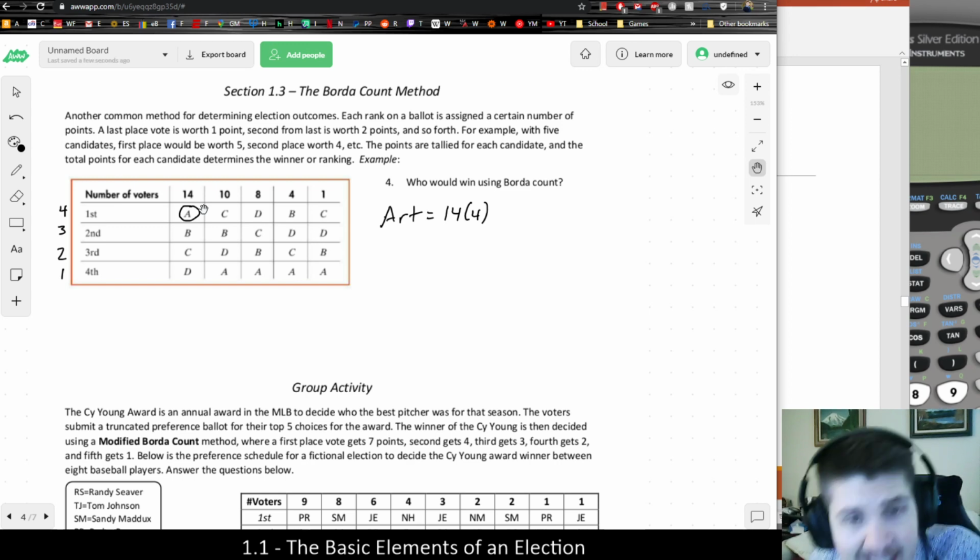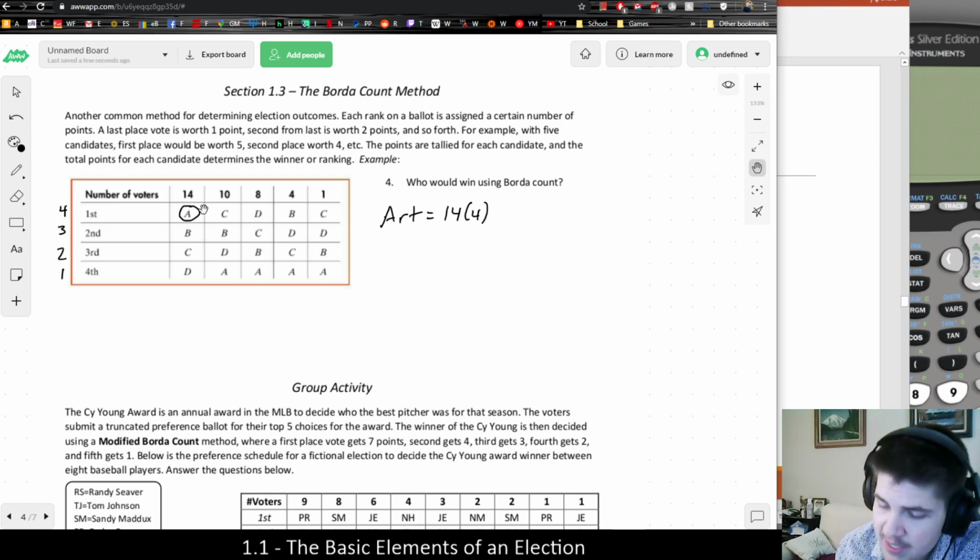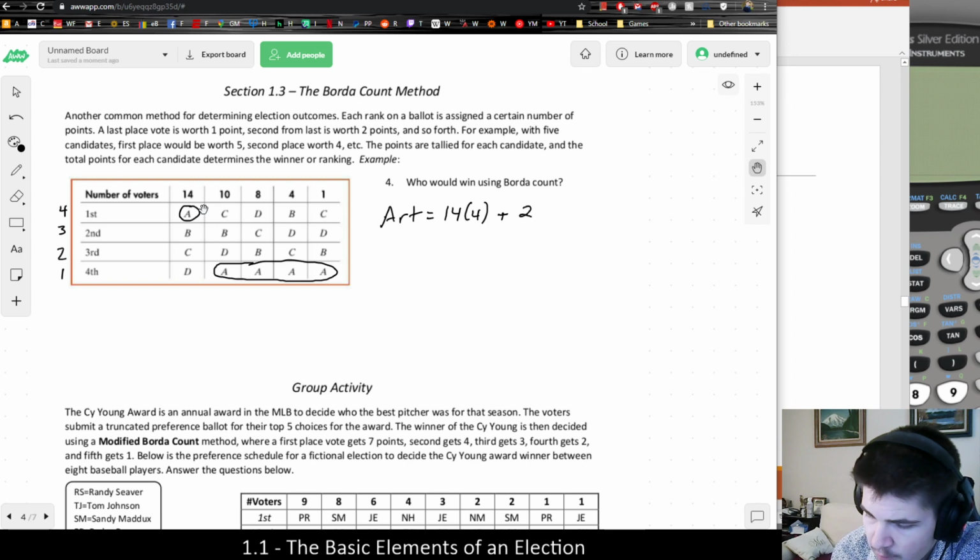And now I could calculate that individually. That's 28 times 2, 56 points. But I like to go through the entire thing and add them all up. So Art did not have any second place votes. He didn't have any third place votes. And then I would look at, well, how many fourth place votes did he have? He had 23 fourth place votes, and each one of those is only worth 1 point.